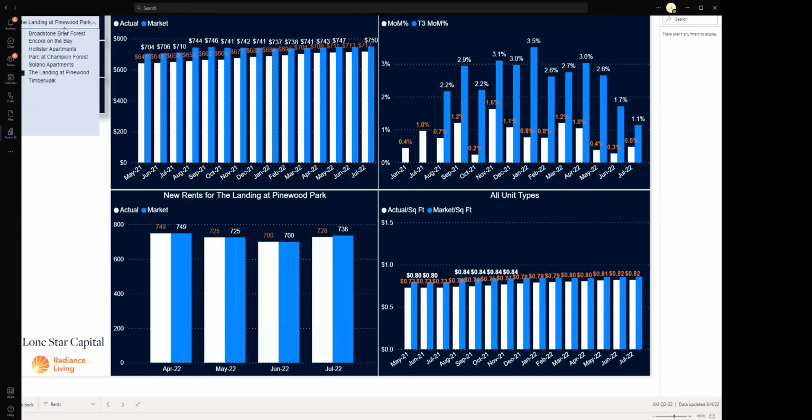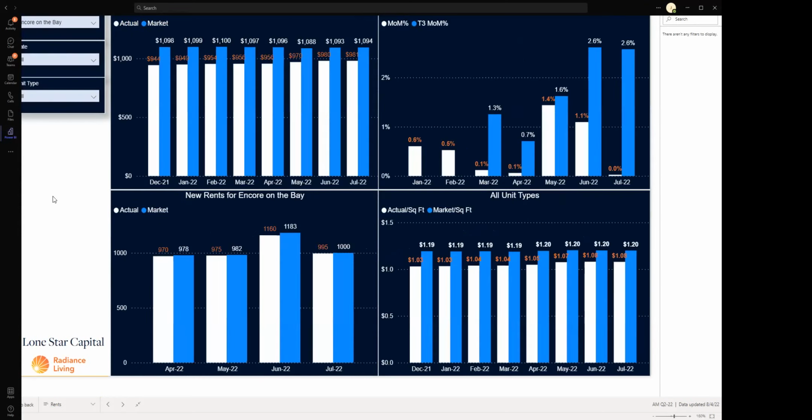If we look at the Landing, or pardon me, Encore, which is, again, a newer property. So just in terms of the overall property, we have been slowly and steadily increasing rents, both on new leases and renewals. But if you look at just the new rents here, other than a few dollars, we're essentially in line with our market rents, which are matching our pro forma rents.